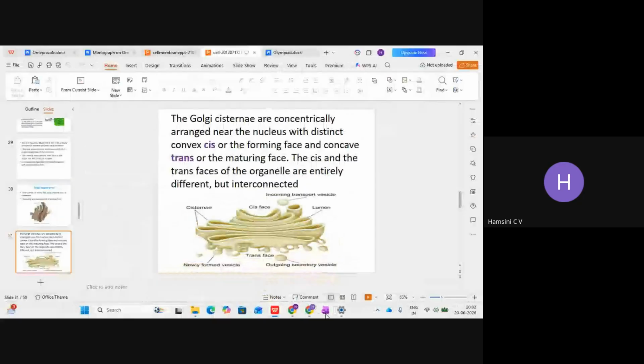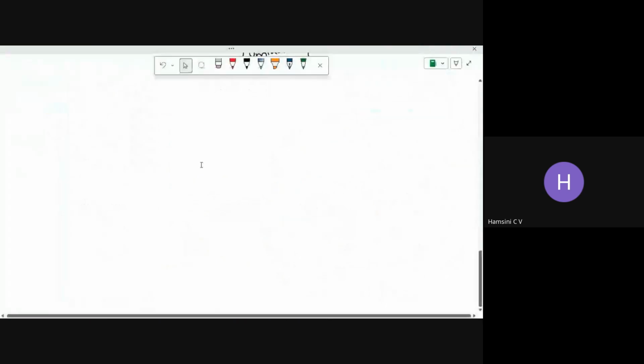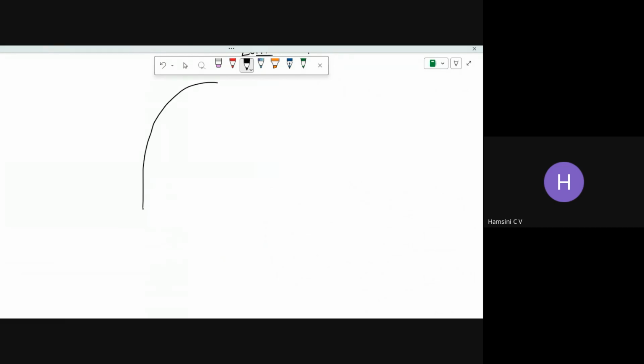Ma'am, I have a doubt. Just a second. What is the doubt? Ma'am, how exactly does it modify substances? How does it modify the substance? Like if lipids are transported from ER, how does it modify them? Not only lipids, even proteins.